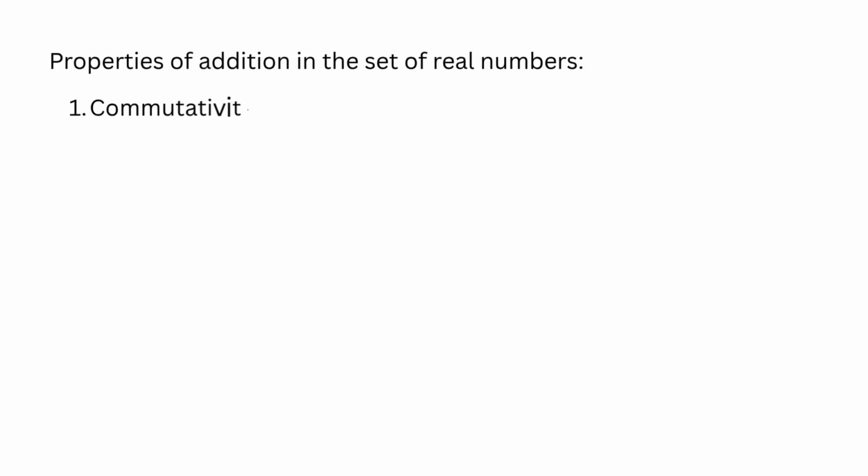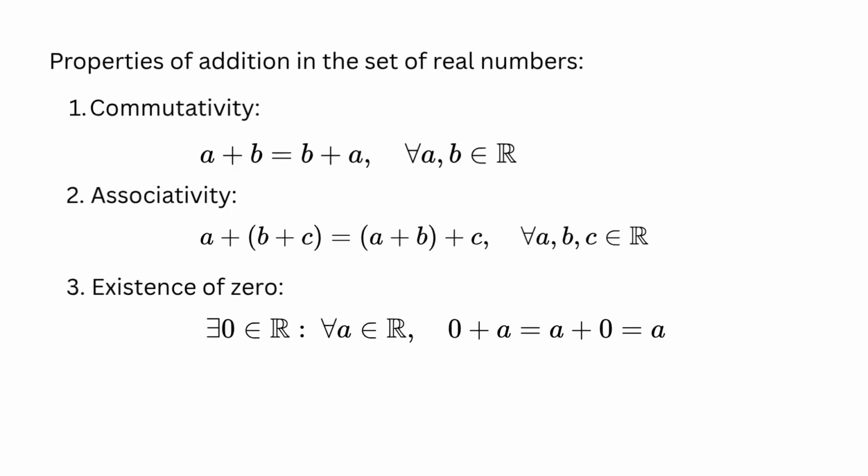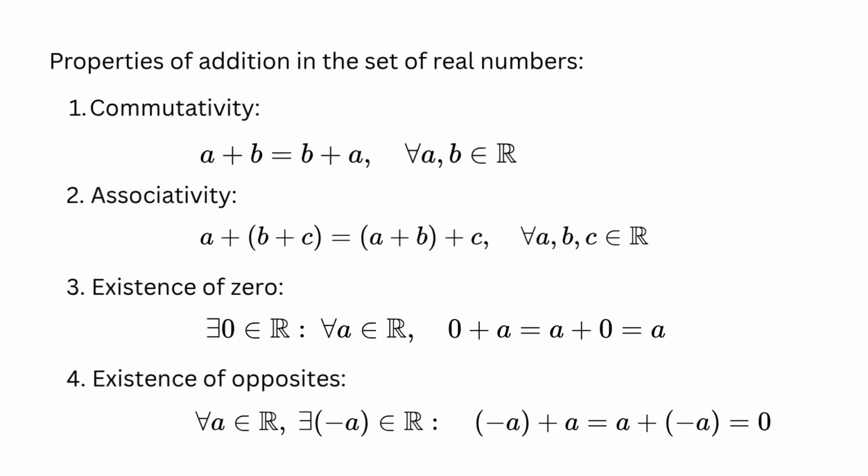1. Commutativity. That is, a number can be left or right added to another number to obtain the same sum. 2. Associativity. That is, the order we add three numbers does not change the result. 3. Existence of a zero. That is, there exists an element, known as the zero, such that when it is added to a number, the sum is the number itself. 4. Existence of opposites. That is, for each real number A, there exists another real number, known as the opposite of A, such that their sum is the zero element.